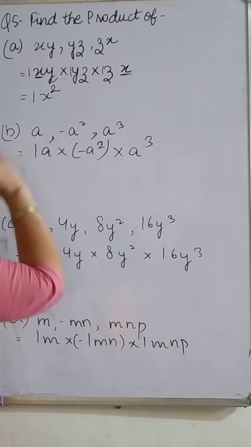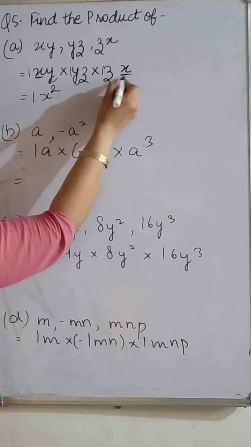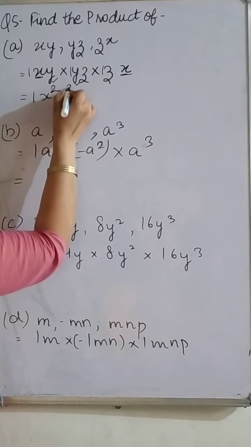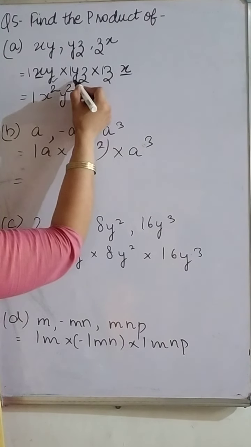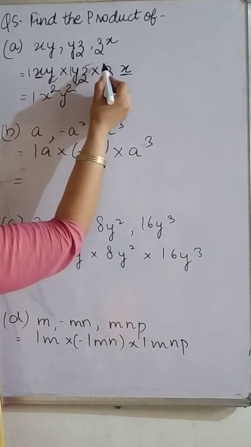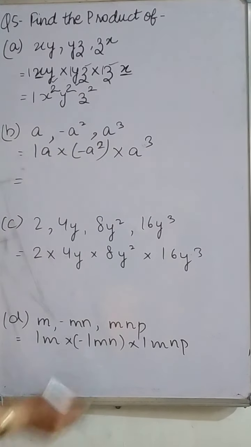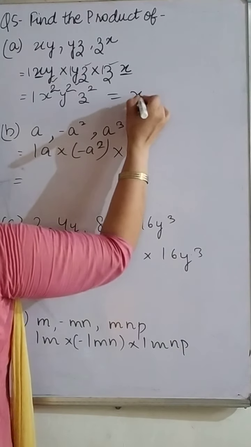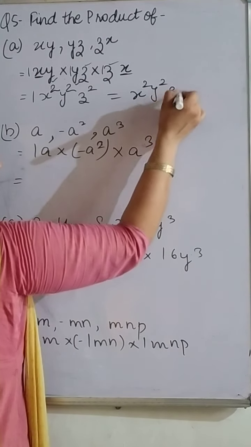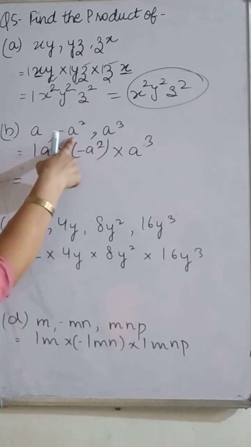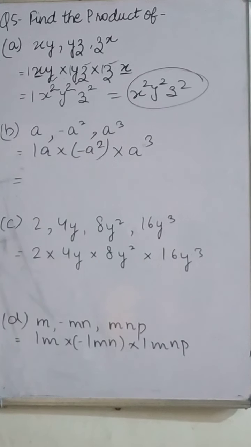Now next factor is y. In second y is given, third not given. y into y 2 times, y square. Now next, this y we have done. z 2 times, z square. x we have done. You can write x square, y square, z square. Clear? Next is a, minus a square and a cube.